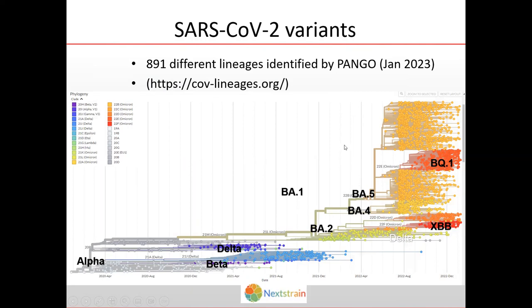The big issue for building the ViralZone resource, for example, is the naming of all the variants, because Nextstrain is using a naming system which is very convenient. You get 20 for the year, and then A, B, C, and so on. For example, what we call Delta is 21I, 21J, and so on. Omicron is called 21 or 22, depending on the year it appeared. So this is one nomenclature of lineages. What you have to know is that the International Committee on Taxonomy of Viruses deals with general taxonomy, but not below the species.